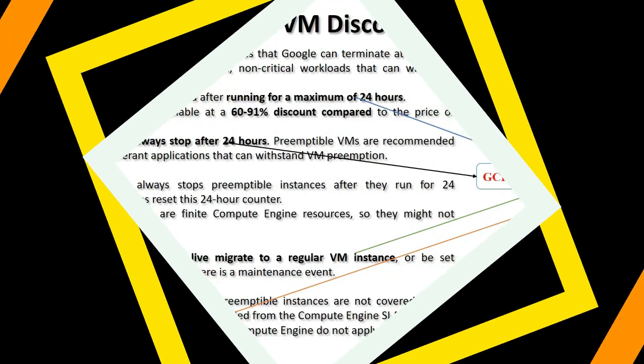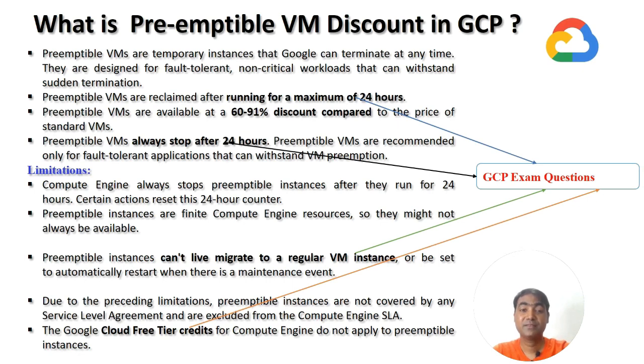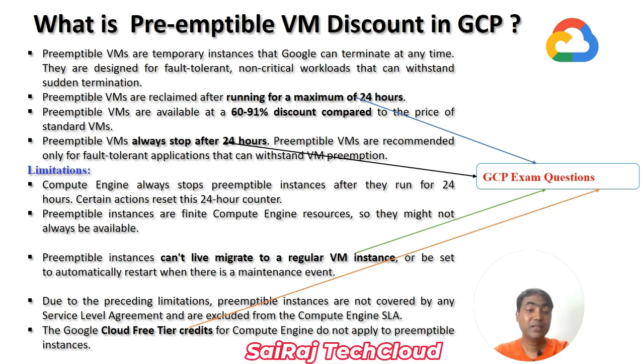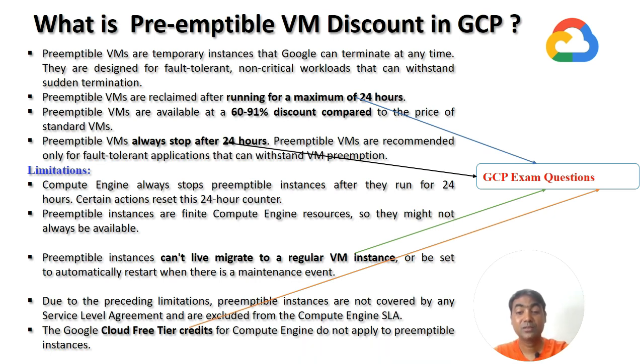What is preemptible VM discount in GCP? Preemptible VM discount in Google Cloud Platform offers a significant cost-saving opportunity for certain types of workloads. Preemptible VMs are temporary instances that Google can terminate at any time. They are designed for fault-tolerant, non-critical workloads that can withstand a sudden termination. Preemptible VMs are available at a much lower price, a 60% to 91% discount compared to the price of standard VMs.